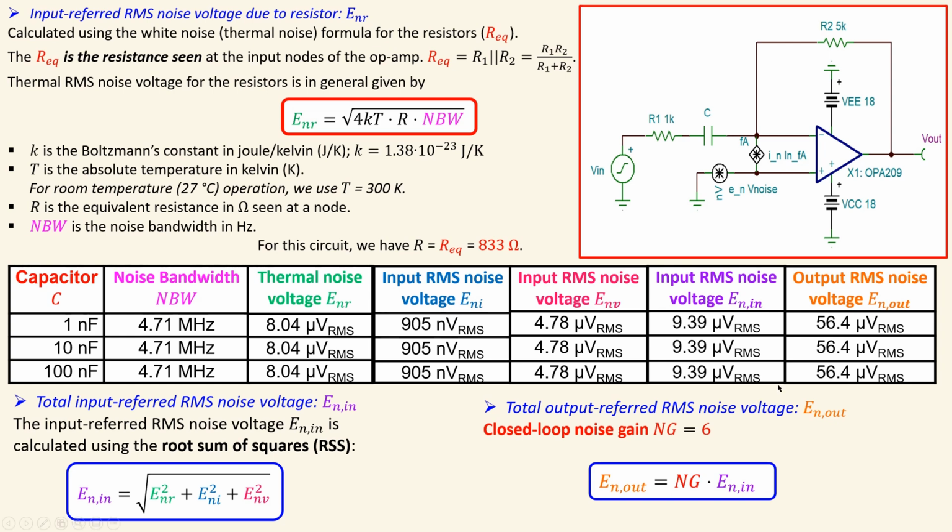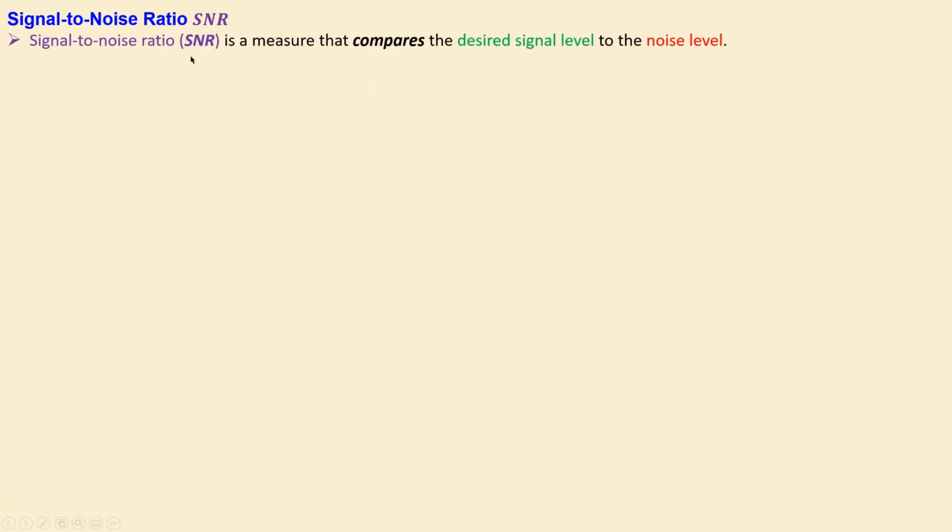So let's also look at the very important parameter, which is the signal to noise ratio, and then check the results in simulations. The signal to noise ratio, SNR, is a measure that compares the desired signal level to the noise level.